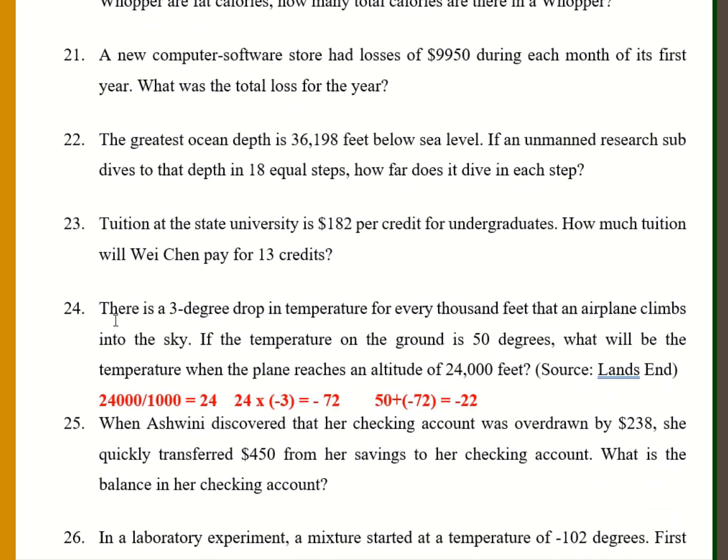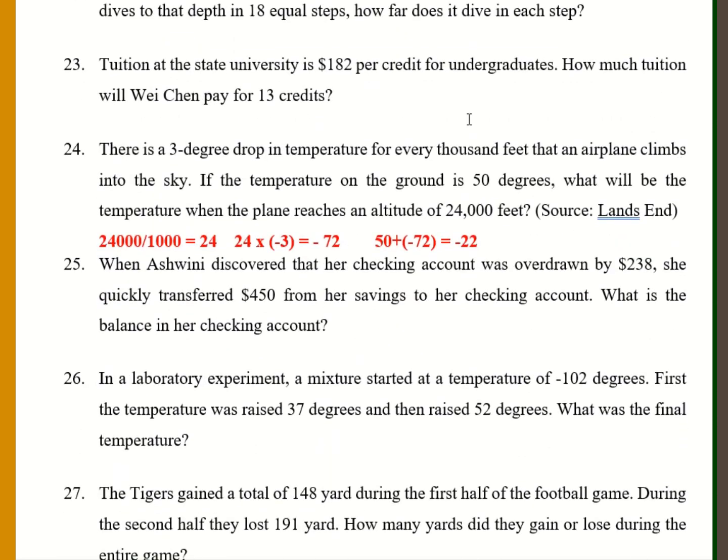Let's look at this. There is a 3-degree drop in temperature for every 1,000 feet. If the temperature on the ground is 50 degrees, what will be the temperature when the plane reaches an altitude of 24,000? First you take 24,000 divided by 1,000 to see how many times you need to decrease the temperature. So it's 24 times. Every 1,000 is a 3-degree drop, right? So I multiply it with -3. Why -3? 3-degree drop, reduced by 3. So you will get -72.